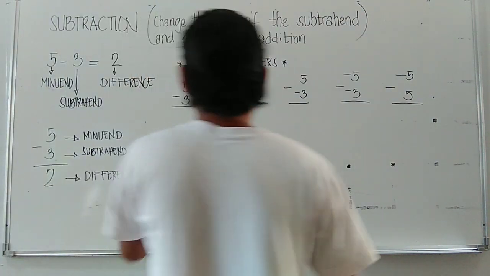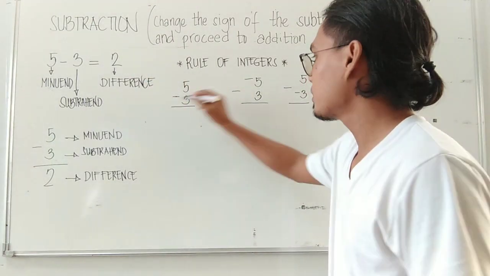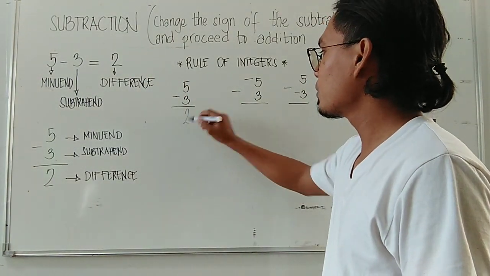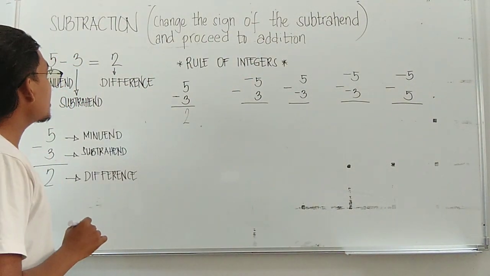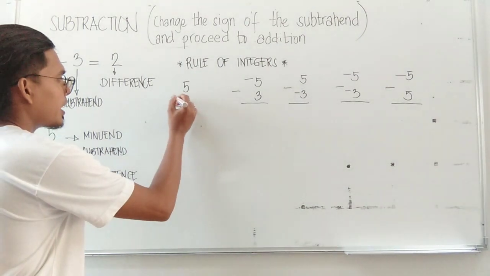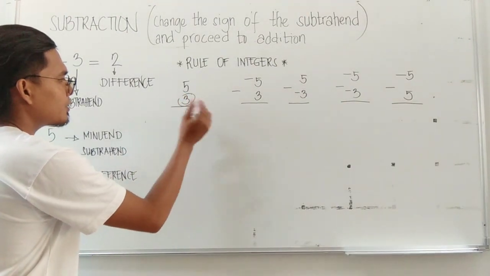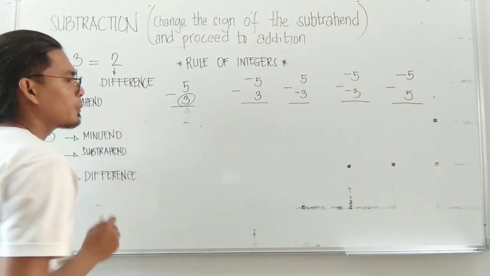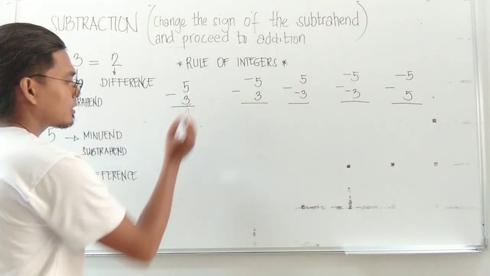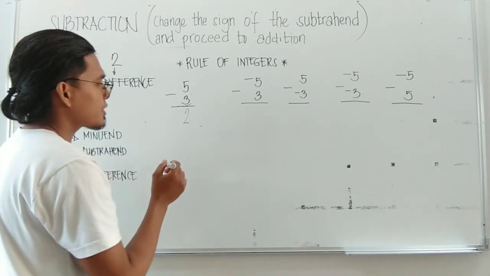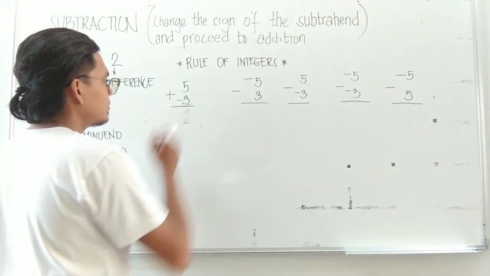Let us proceed to the basic examples. For example, we have 5 minus 3 again. The correct answer is 2, of course. Very basic. But following the fundamental steps in subtracting numbers, we have to change the sign of your subtrahend. Your subtrahend is 3. The 3 has no sign, which means it is positive. So, change the sign of your subtrahend: 3 becomes negative, then proceed to addition.